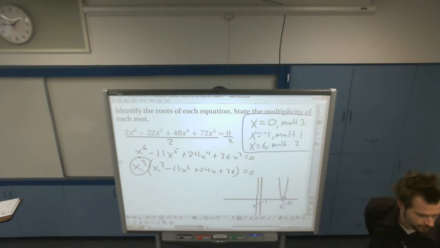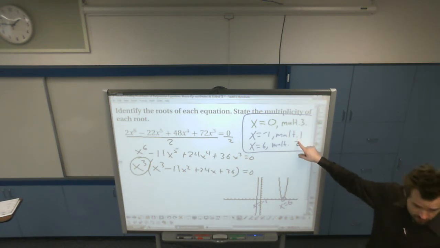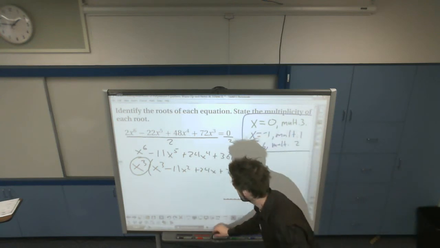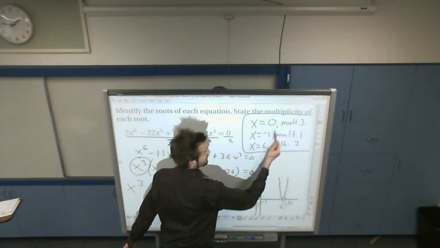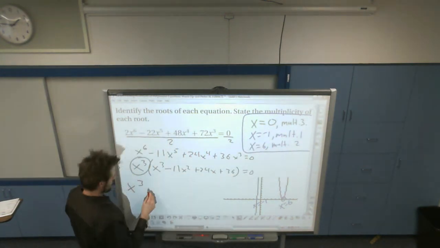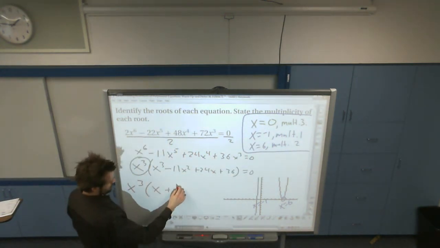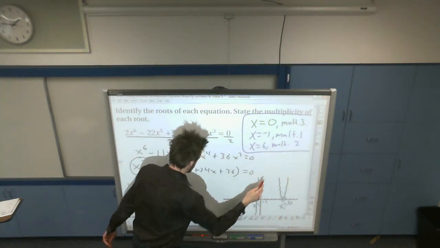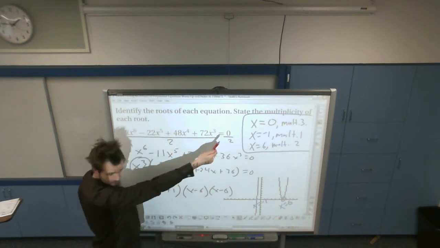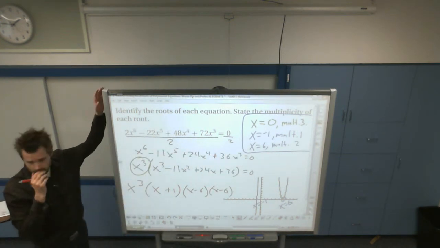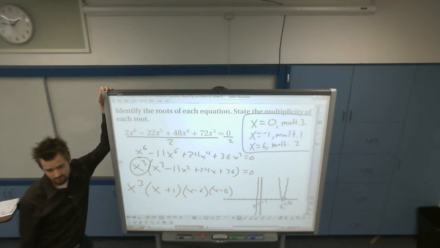If you had to factor this, guys, if they said, please factor, you have enough from just this information alone to write the rest of the factorization. Look. I've got x to the third on the outside. That takes care of these. X plus 1, multiplicity 1, that's this. And x equals 6 with multiplicity 2. That would be x minus 6 times x minus 6. So the roots tell you your factorization. I mean, I like this. I think it's kind of simplified.